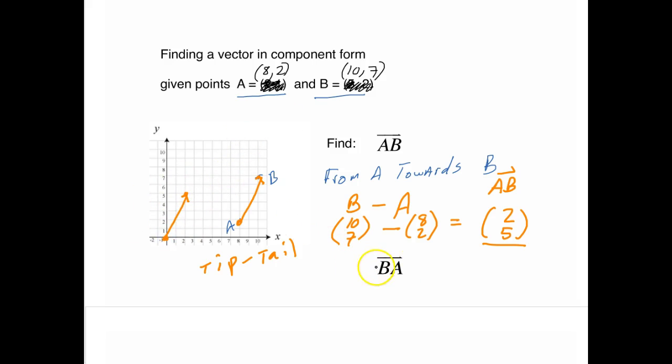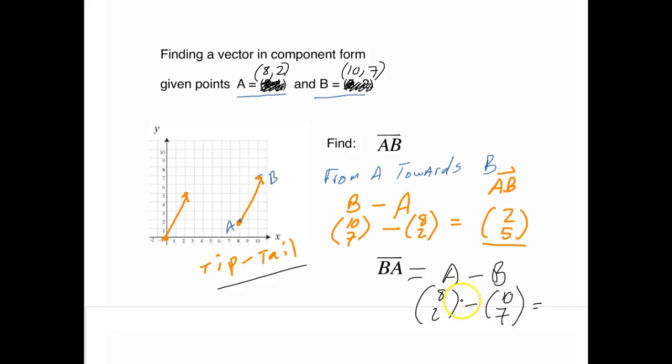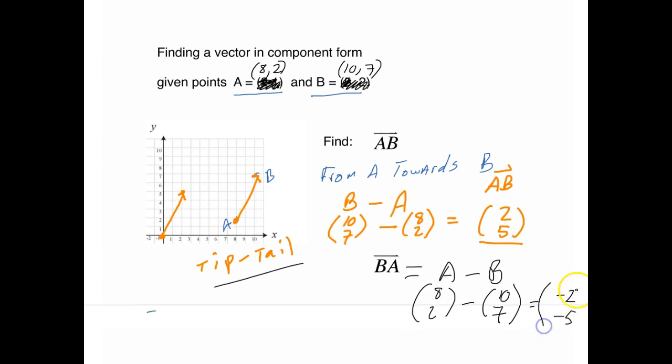Now let's quickly do BA right here. So the same idea, tip minus tail. In this case, my tip's going to be A. So this is going to be A minus B. A is 8, 2. B is 10, 7. Subtract the corresponding parts. So 8 minus 10 is negative 2. 2 minus 7 is negative 5. And now you have the vector BA.